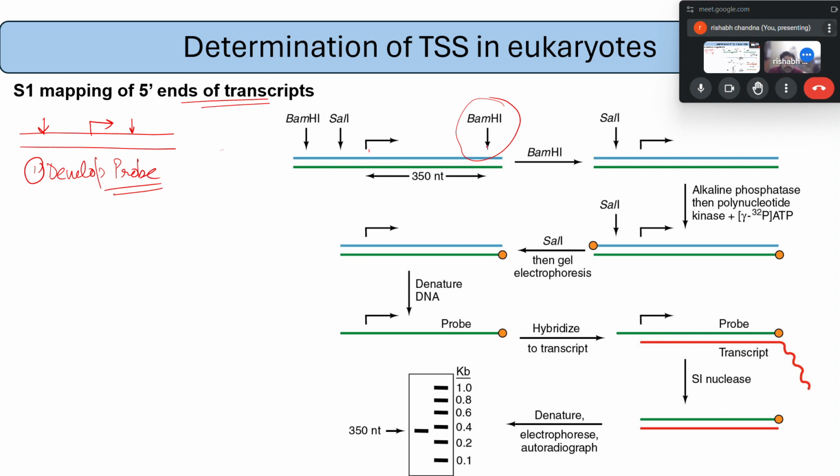So here we have the BamHI site. We cleaved this with BamHI so that a smaller fragment is formed, that is with the transcription start site. Now we have another site for SalI. Okay, so what we did again was we first labeled the 5' end using alkaline phosphatase, then polynucleotide kinase, so that the ends of this particular fragment are labeled. Okay, so this labels the 5' end.